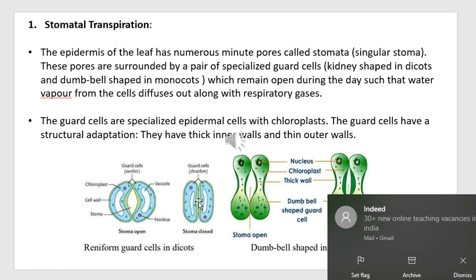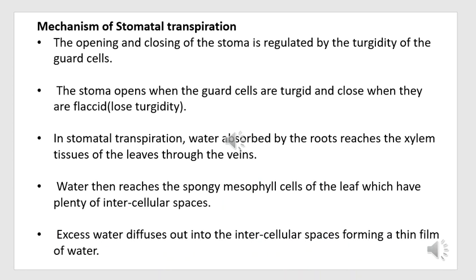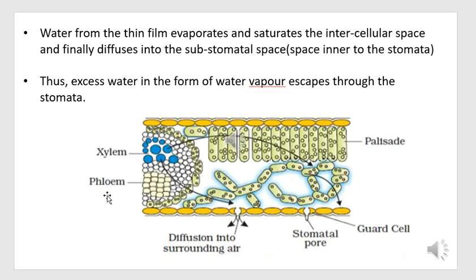I have added two types of guard cells: the kidney shaped guard cells, the sky blue one you are seeing first, and the dumbbell shaped. The kidney shaped guard cells are found in dicot plants, and the dumbbell shaped in monocot plants. This is very important for examination purposes, because it is asked most of the time. See how water molecules from the xylem enter the parenchymatous cells and then the intercellular spaces, and after that through the guard cells, the yellowish part you are seeing, they are the guard cells, and through the pores the water is transferred to the environment again. So that is the way of stomatal transpiration.